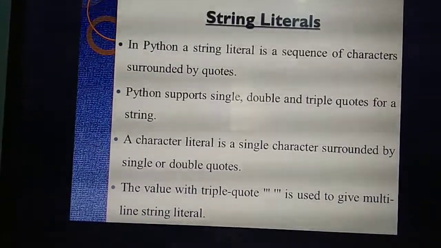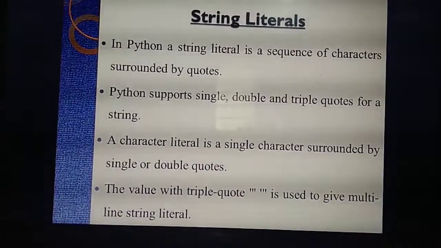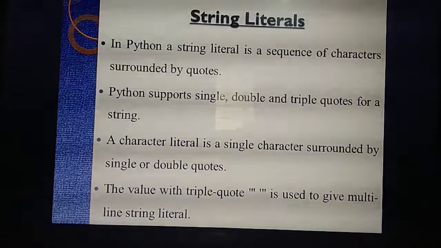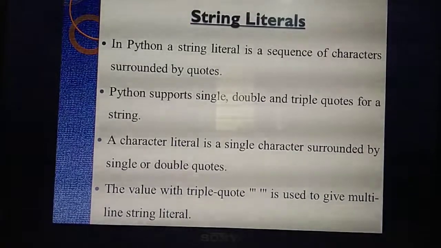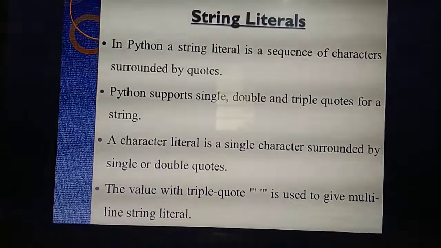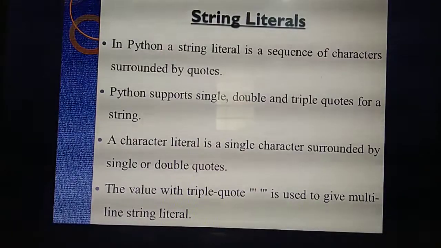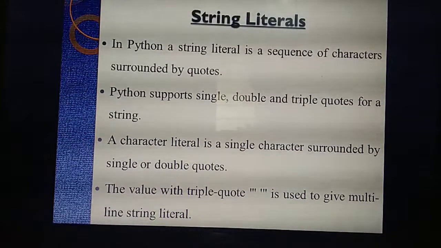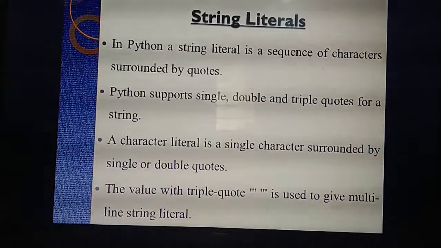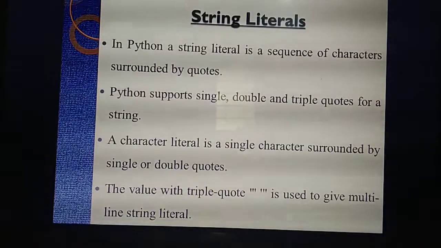What's the next type of literal? String literal. Okay. So what do you mean by strings? You have already studied. What do you mean by strings? Collection of characters. For example, computer. C is one character. O is another character. M is another character. Altogether, computer is a string.